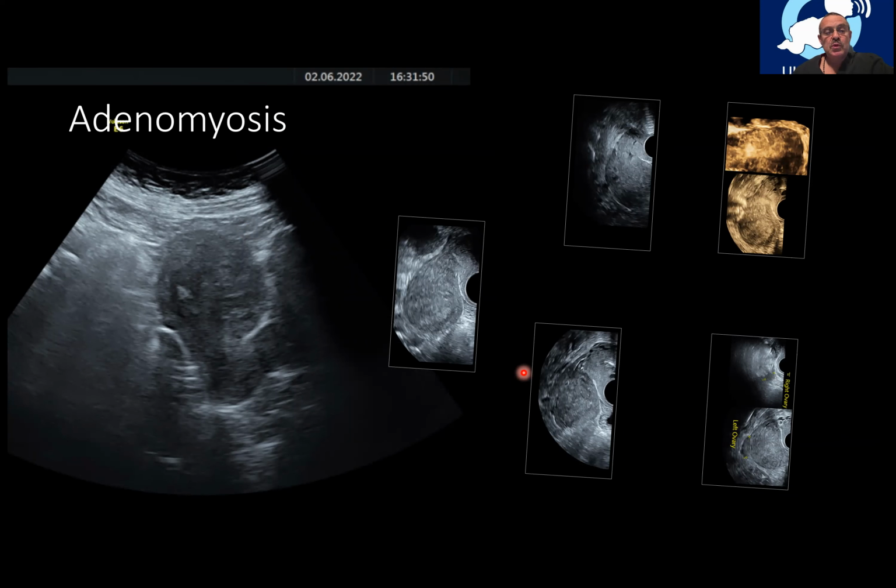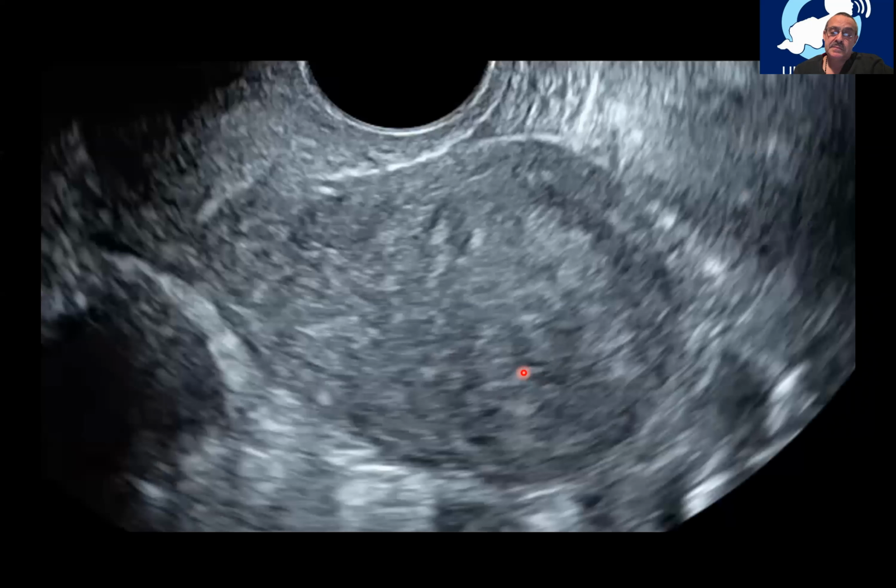Let's move to adenomyosis. Adenomyosis is the presence of endometrial tissue inside the uterus. And it looks like this. This looks like snowflakes inside the uterus. That hurts.